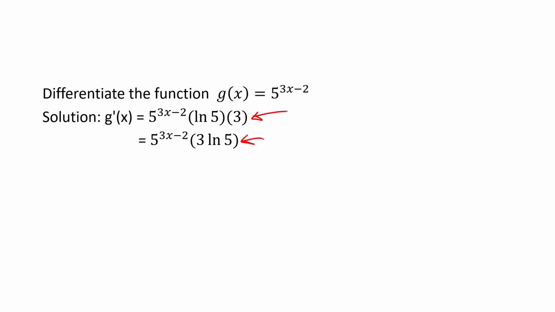Okay. It's important to note that we do not say, in this context, that ln of 5 times 3 is equal to ln 15. We're not multiplying that 3 and that 5. That is absolutely not what we're doing. Instead, the entire quantity ln of 5 is being multiplied by 3.